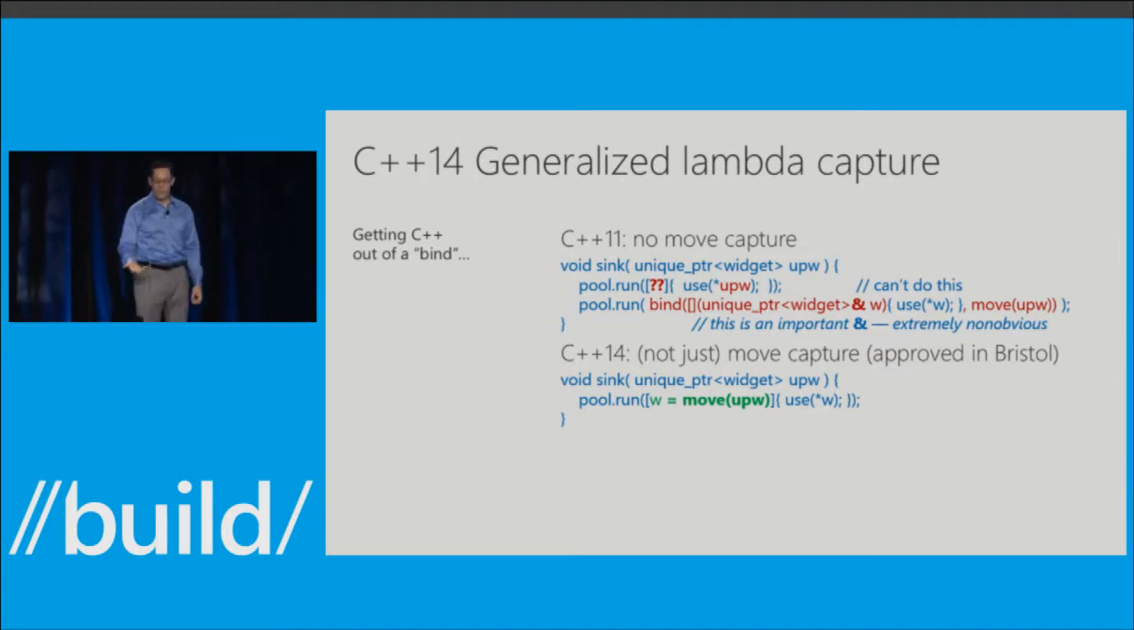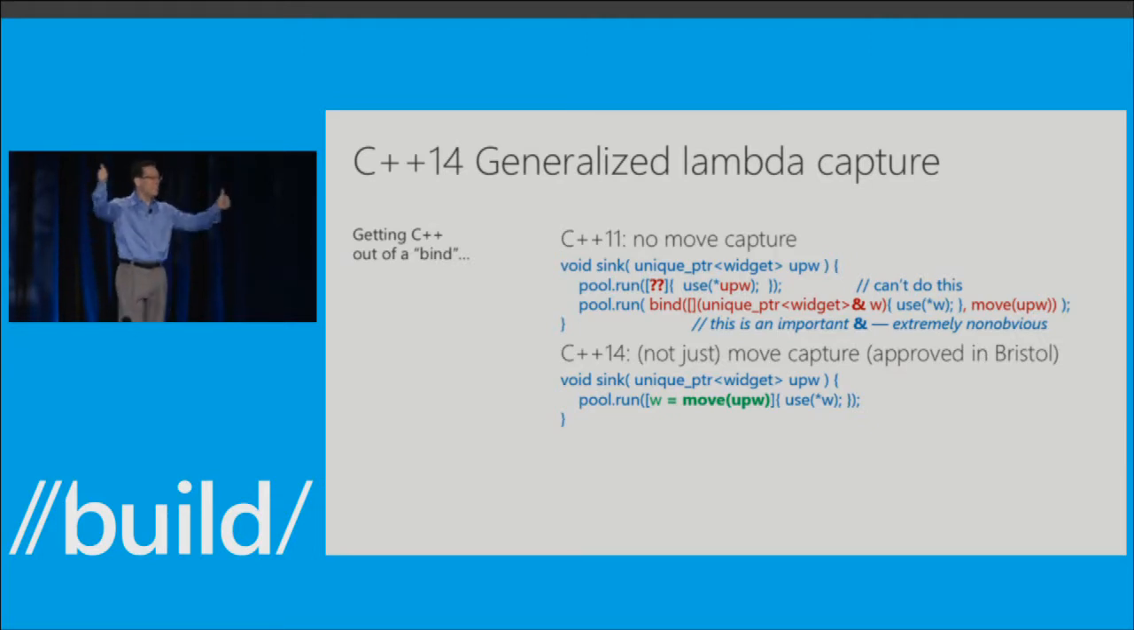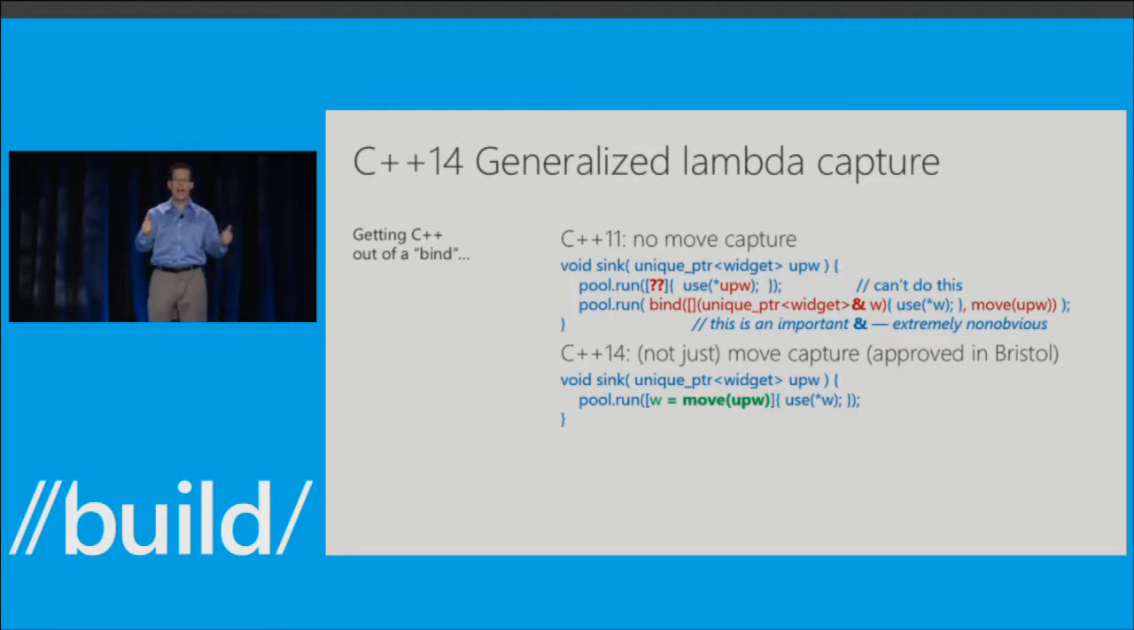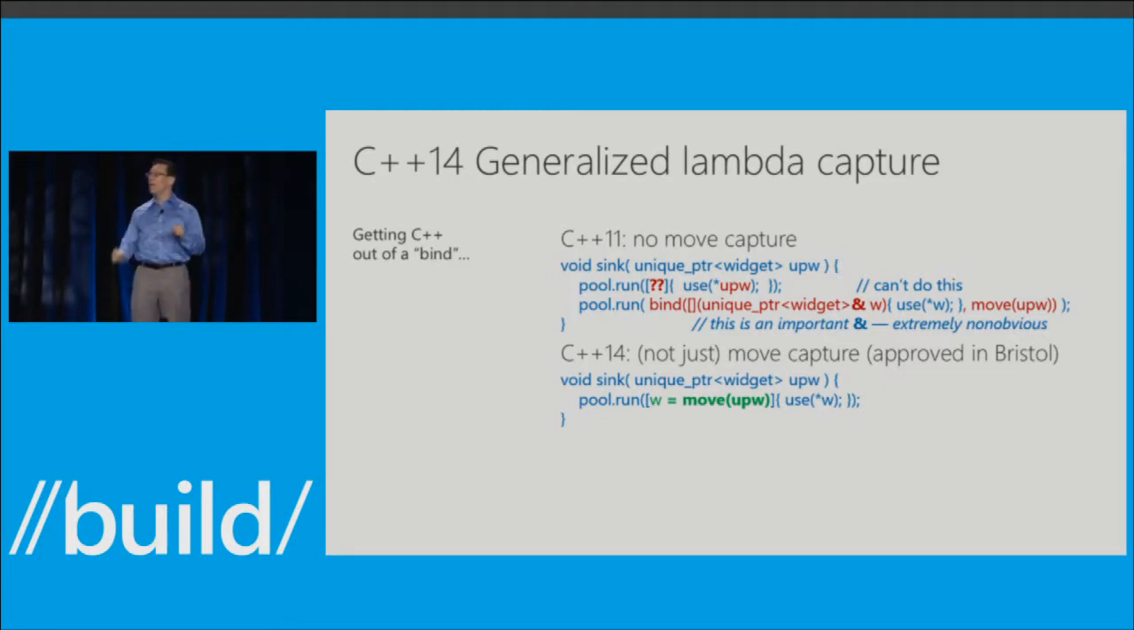In C++14, in your capture list, you simply say equals move UPW, and you are done. So a lot of people say, oh, great, C++14 just got move capture. You approved that two months ago in Bristol. And that will get certain people, including Bjarne Stroustrup, hopping mad, because he insists we should not call this move capture, because that's what everybody asked for, and the committee gave a superset of that, gave something much more general. It gave you move capture and a whole lot more.